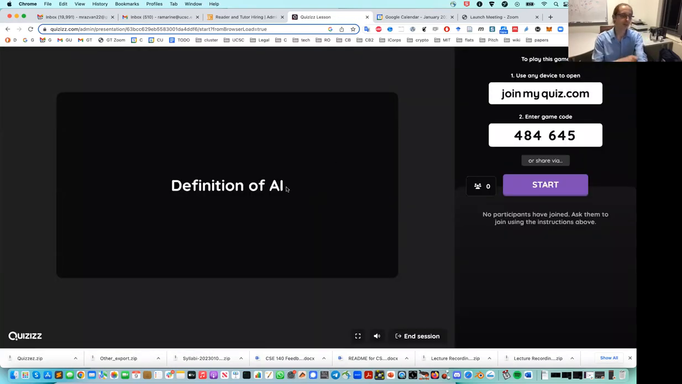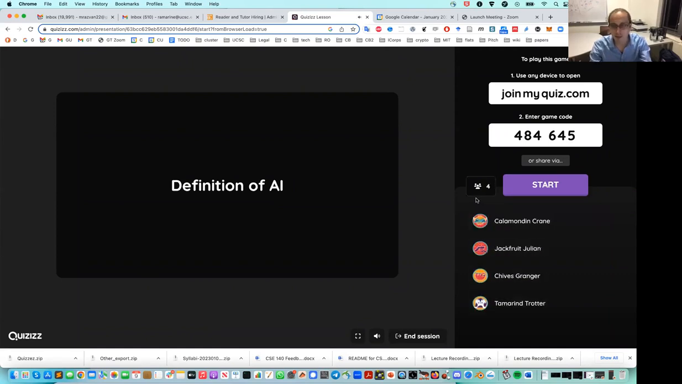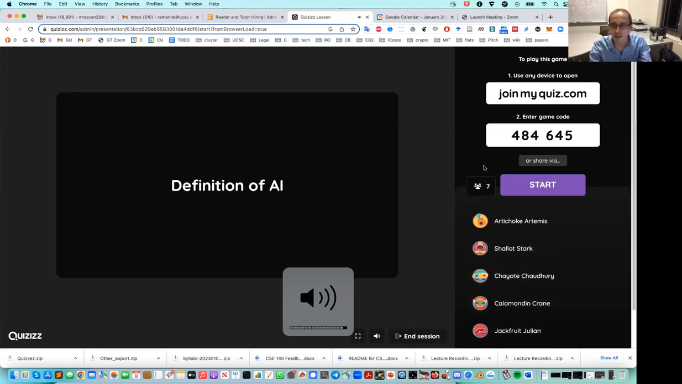How about you all go to joinmyquiz.com and enter this code, and we'll do an interactive quiz about these definitions of AI, and we'll compare the answers among everyone in the class. So again, joinmyquiz.com, go here and type this code. I'm starting to see people, 3, 4, 5. Great.